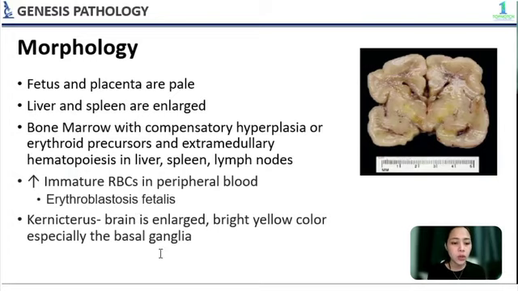So, in kernicterus, the brain can appear enlarged, edematous, and when sectioned, pwede siyang magkaroon ng bright yellow color, especially in the basal ganglia.